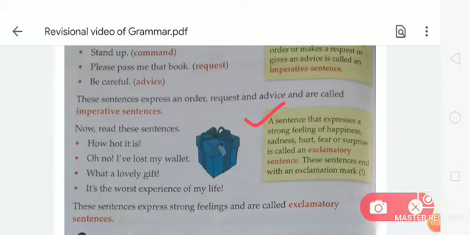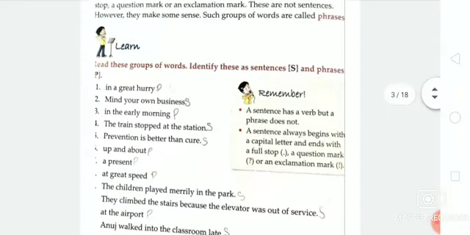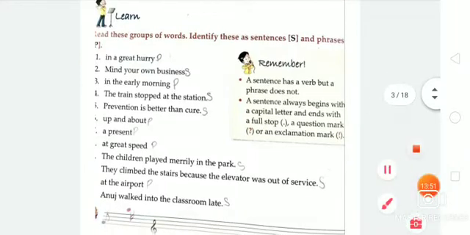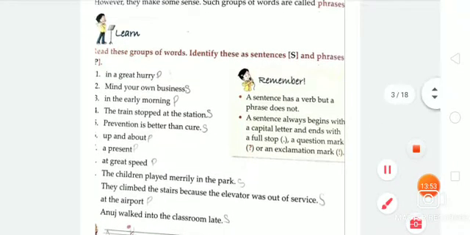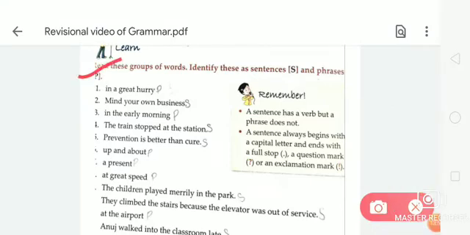Okay students? So just like this you have to write down the given information about the sentence and its kinds. Students, I hope that is clear to you. Information about the sentence and its kinds, and also the differences between phrase and sentence. Okay, so let's do the exercise that is given in your book.